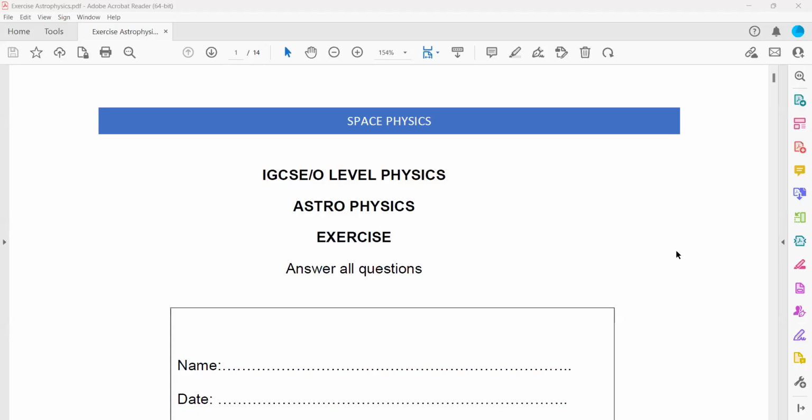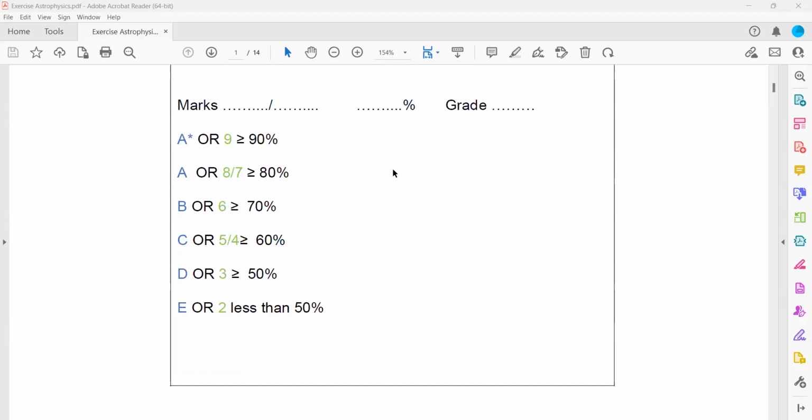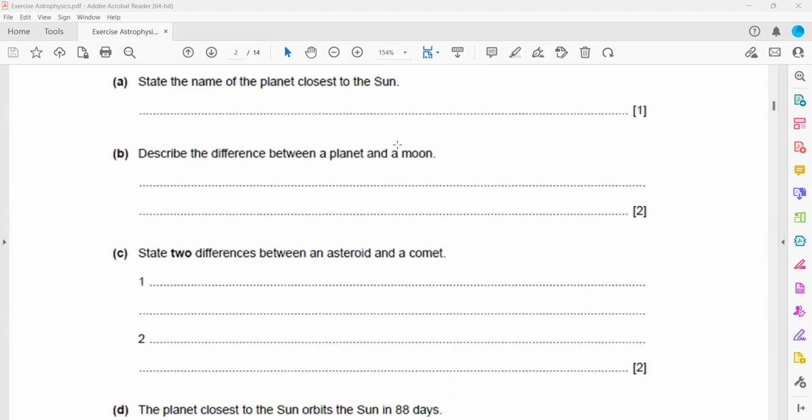So this exercise is related to space physics or astrophysics, and it's a weekly homework which you have to submit tomorrow. We did the first question last session.